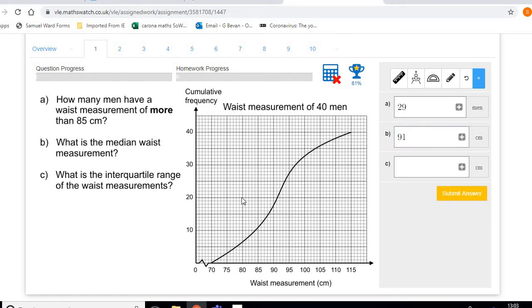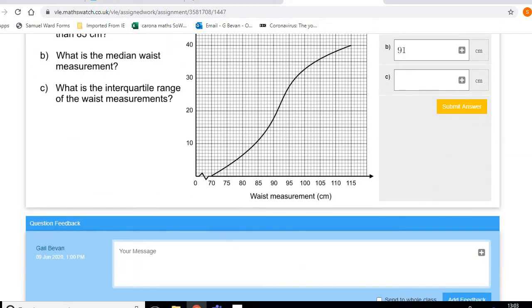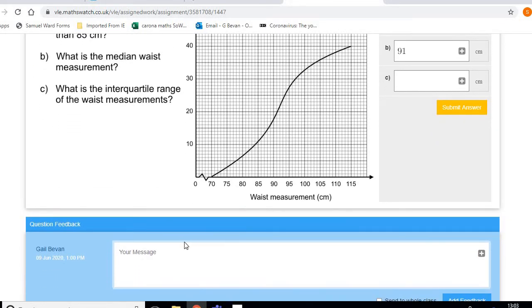So the interquartile range. I'm just going to write here in this message box. The interquartile range is the difference between the lower quartile and the upper quartile. The lower quartile, which I'm going to call LQ, is a quarter of the way through the data. If I look, there's 40 people altogether, so a quarter of 40 equals 10.